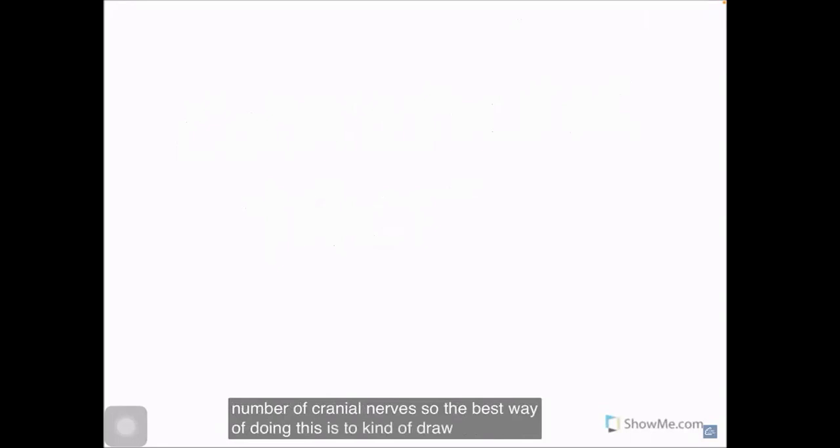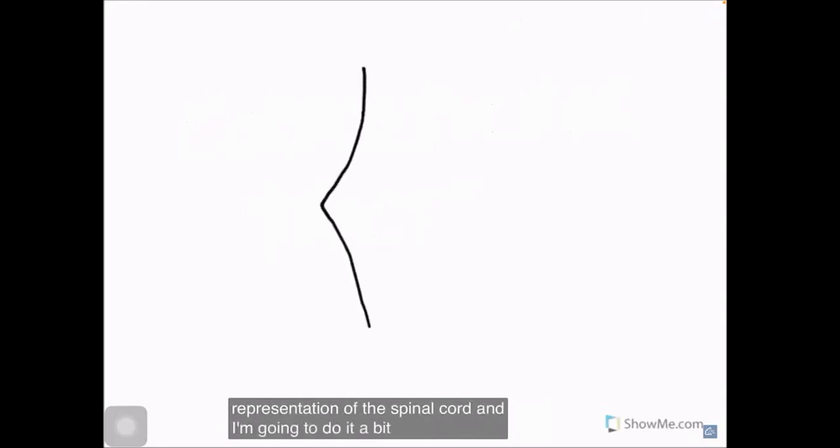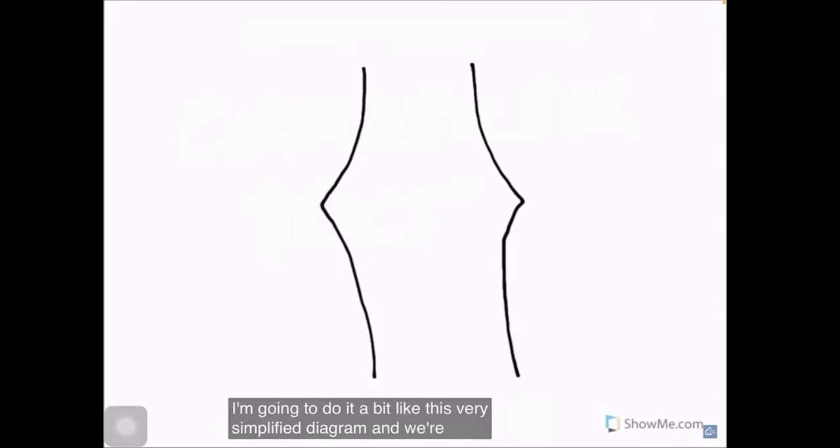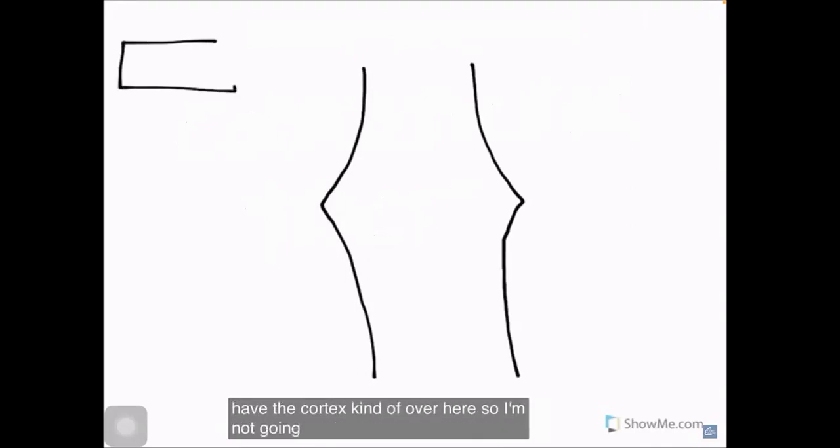So the best way of doing this is to draw out a representation of the spinal cord, and I'm going to do it a bit like this, a very simplified diagram. And we're going to have the cortex over here. It's not enough room, I'm just going to pop the cortex in here, the cerebral cortex.